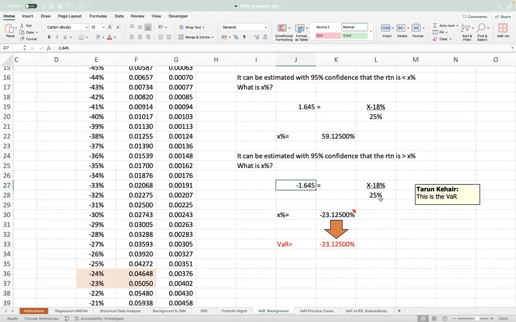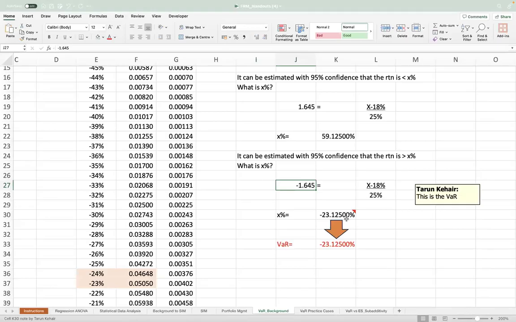That is equal to x minus mean by sigma. So what is x? You can find out x. X will be minus 23.125%. ये क्या है? What is this number? Minus 23.125%. This is your value at risk.